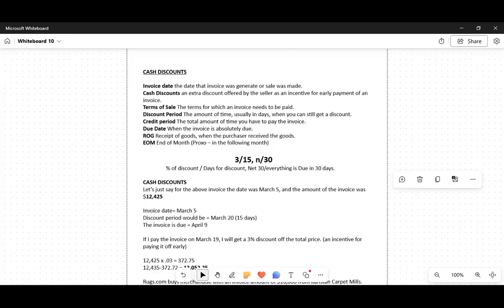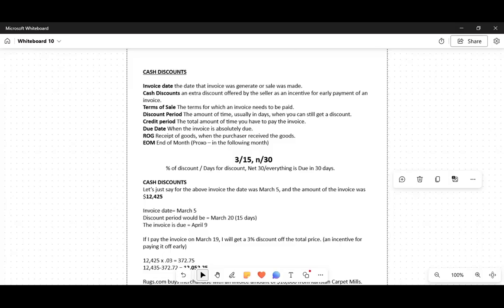So again, it's the second number. I get 3% discount in 15 days. So the discount period is 15 days. And then the credit period is 30 days. So they're basically saying you're not going to get any interest charge. You're not going to get any additional charges if you pay it within 30 days.